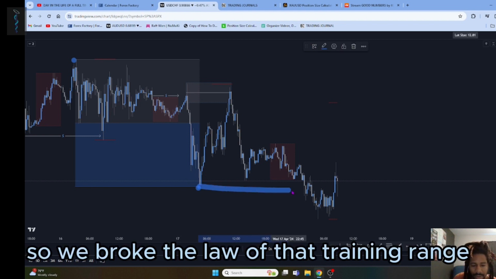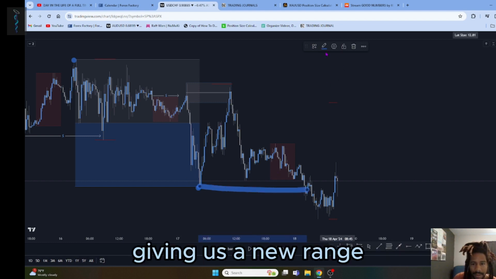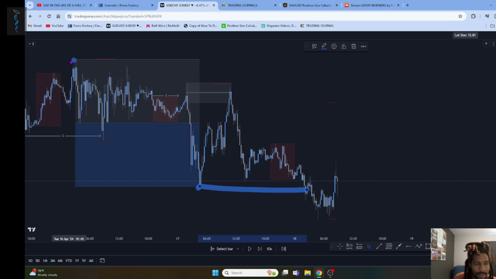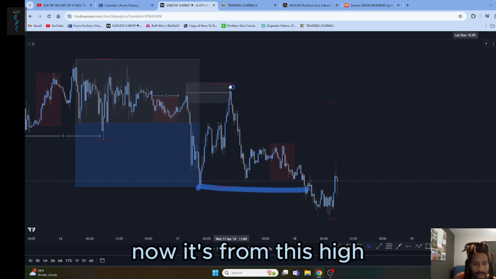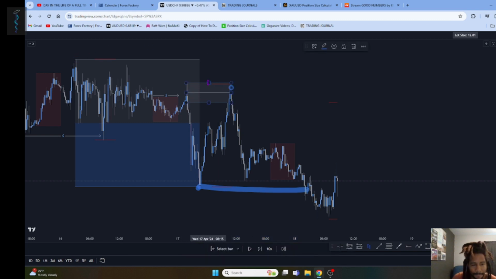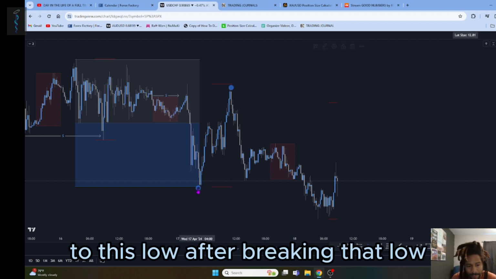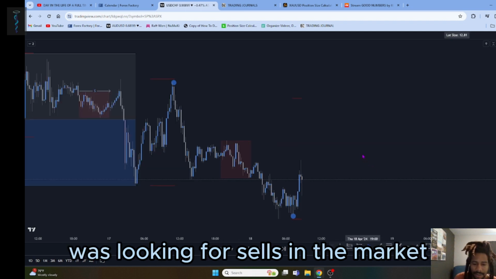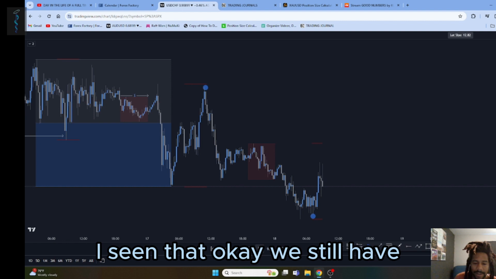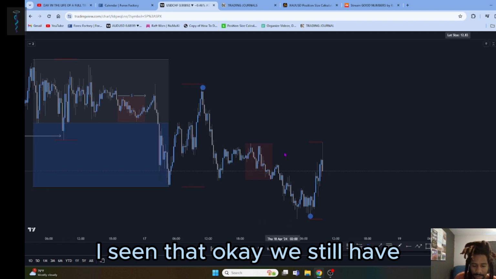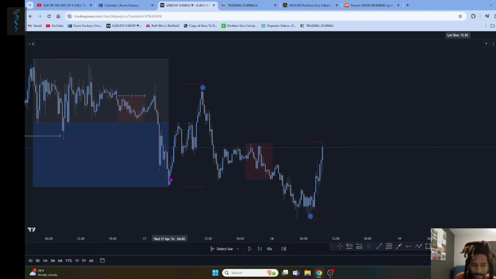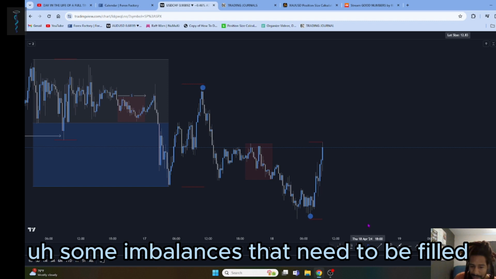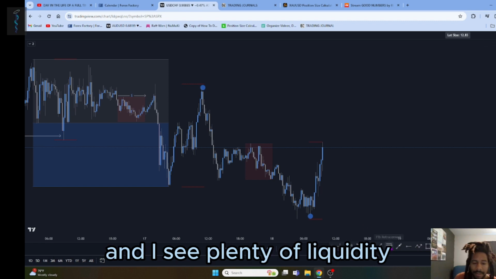So we broke the low of that trading range, giving us a new range. Now it's from this high to this low after breaking that low. So now this is when I was looking for sells in the market. I saw that, okay, we still have some imbalances that need to be filled, and I see plenty of liquidity.